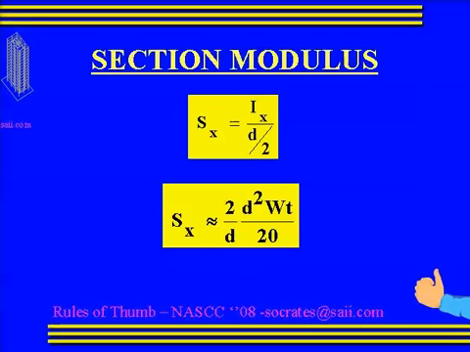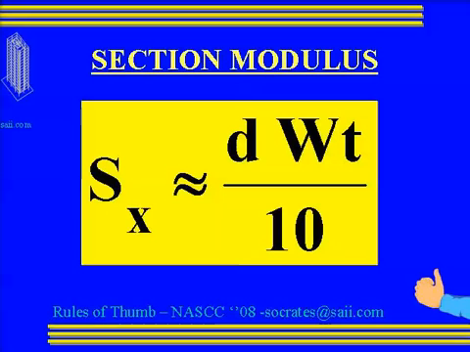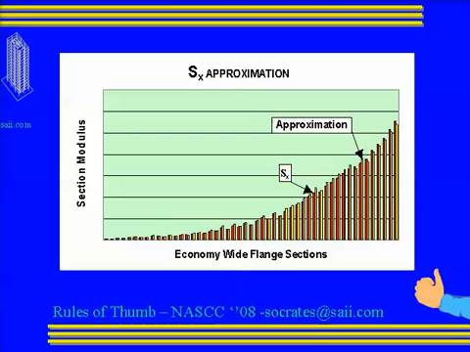It should be obvious now that we can very easily find the section modulus. This is the elastic section modulus that we use with allowable stresses. Okay, and that's simply the depth times the weight over 10. Okay, and here is the comparison.